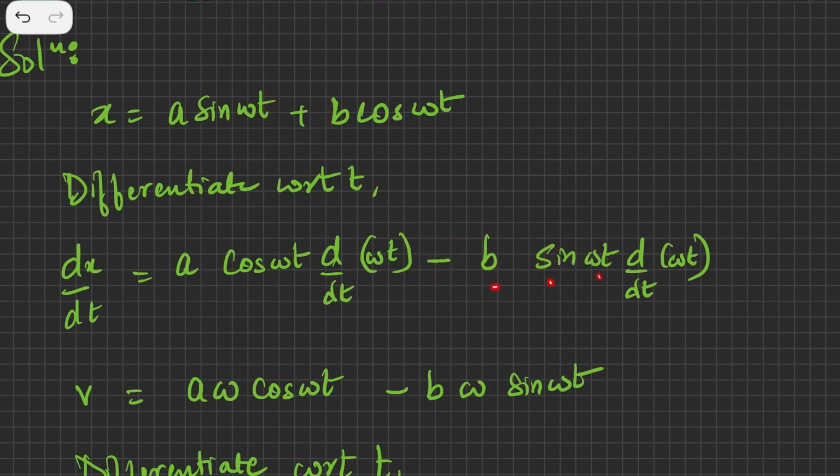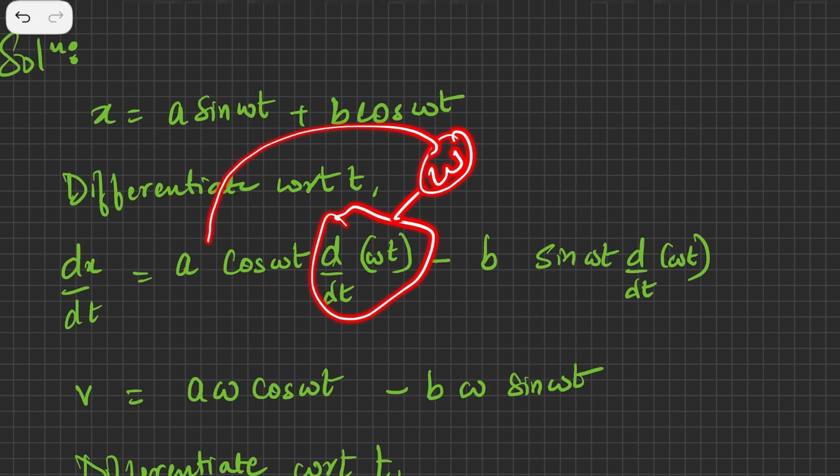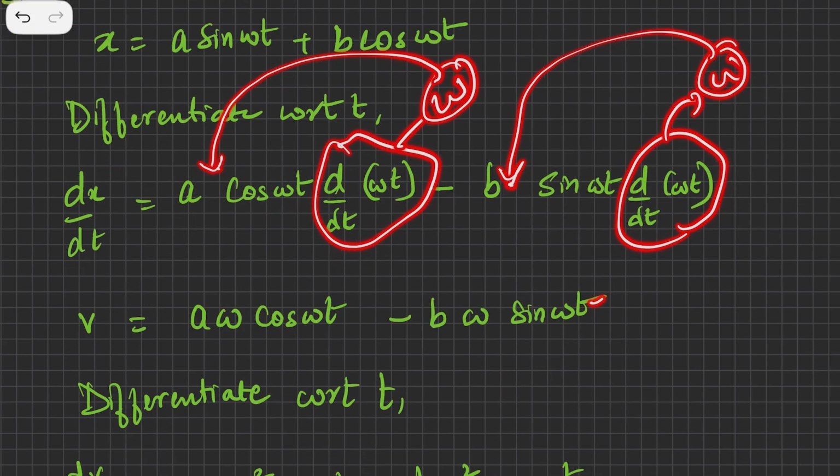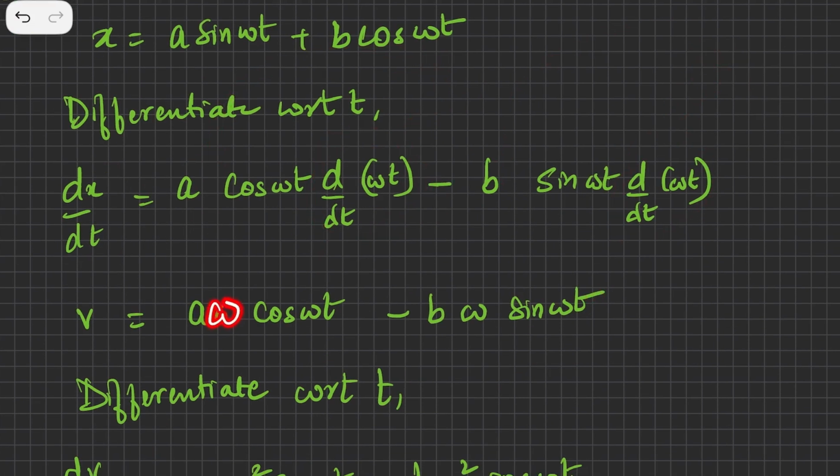So b sin omega t, and because there is a chain rule, I will just write a derivative of omega t again. Now as you know that derivative of 4x is equal to 4, we can say that derivative of omega t is equal to omega. So this will remain as omega. So this entire thing will yield me omega, and this omega I am writing over here. Same way, derivative of omega t will yield me omega, and this omega I am writing over here. So my next step represents the same thing: a omega cos omega t minus b omega sin omega t, and the derivative of displacement will give me velocity.